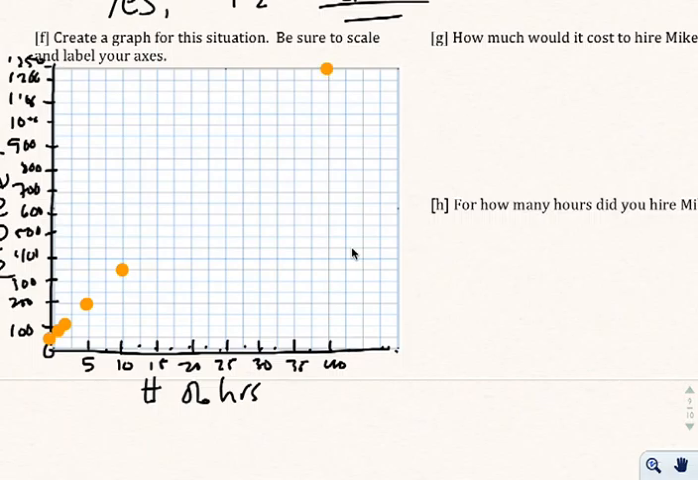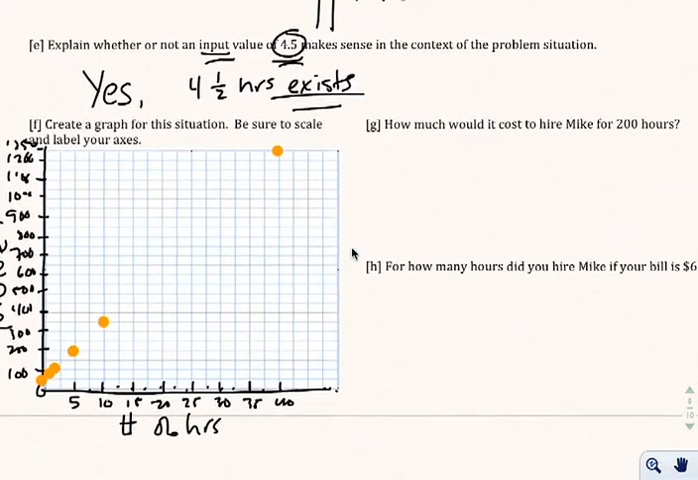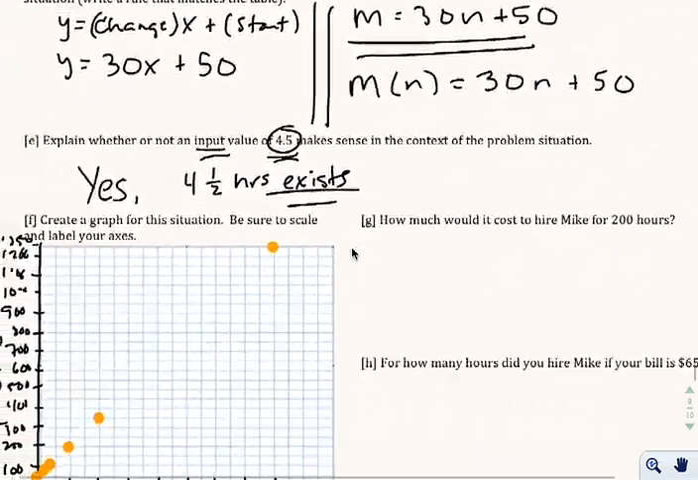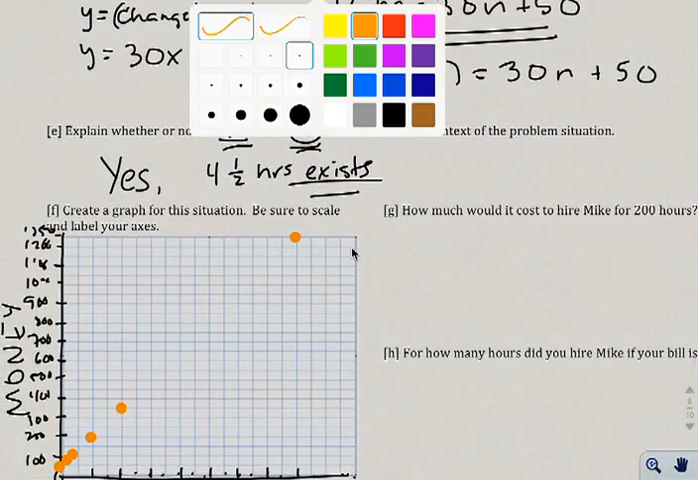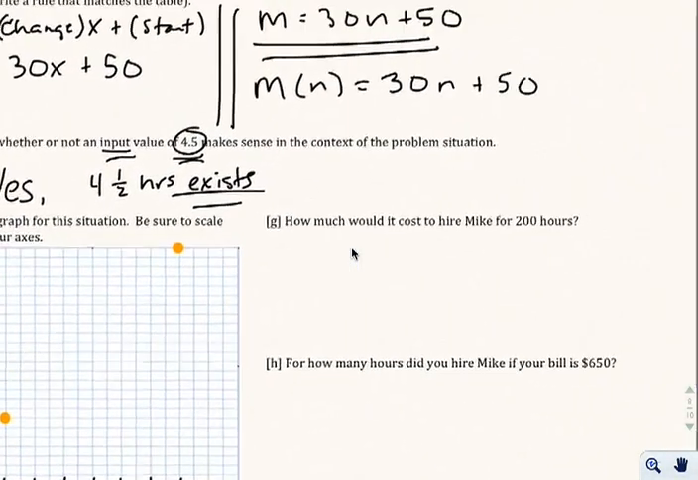Okay. So you can kind of see how this would form a straight line. You did a bunch of skipping in the middle, but it does form a straight line. It is linear. So let's get answering to these questions. Okay. How much would it cost to hire Mike for 200 hours?